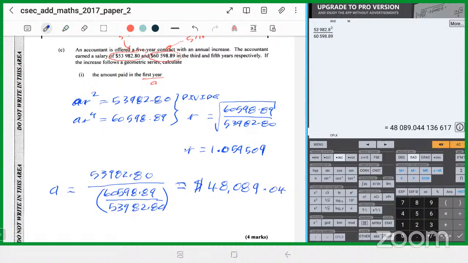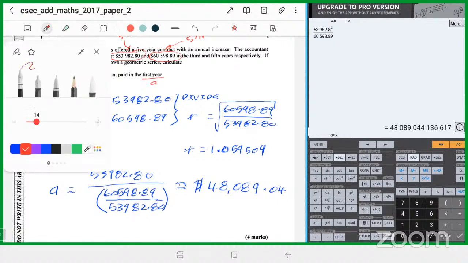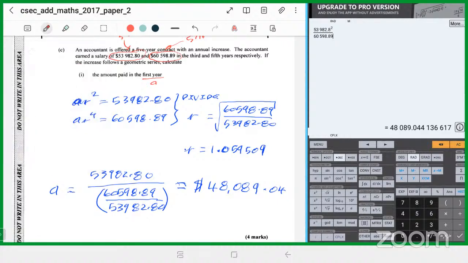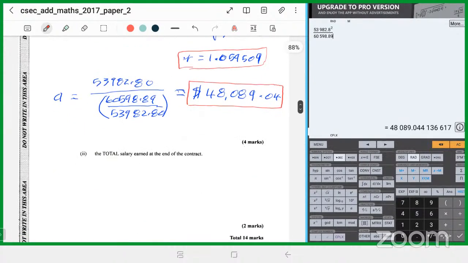All right, so I have my R, and I have A. Next part one, the total salary earned at the end of a contract. The total salary that he earned at the end of a contract.